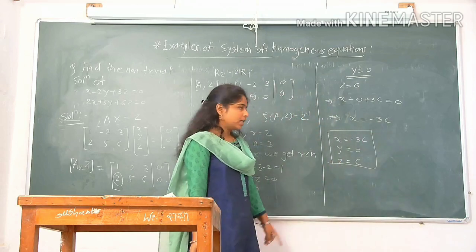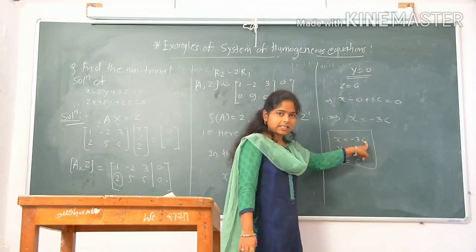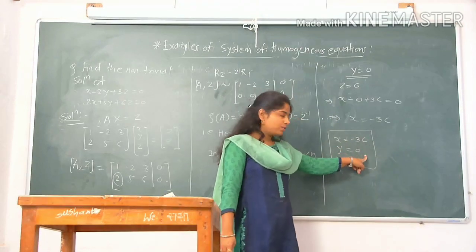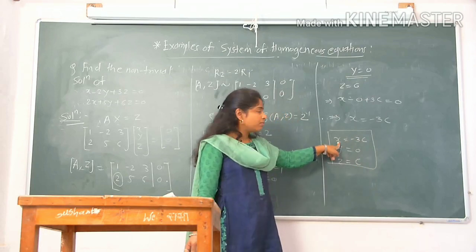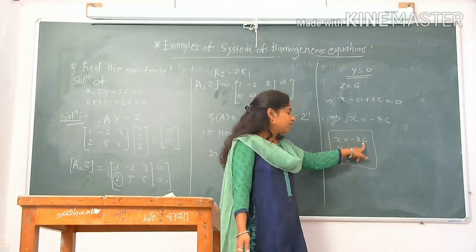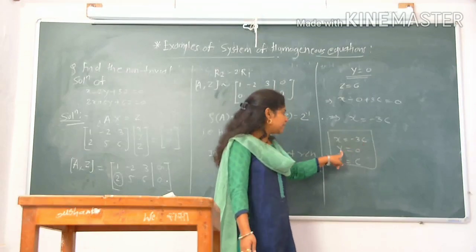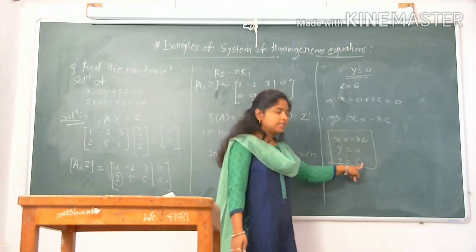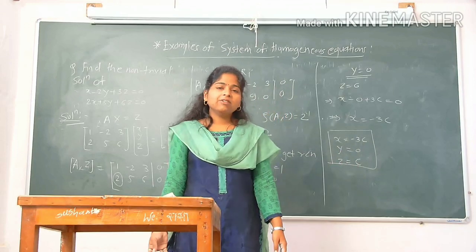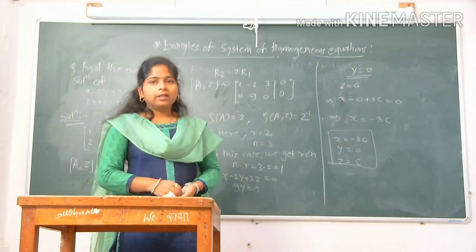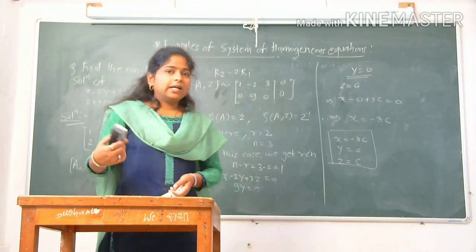If we take c is equal to 1, then our solution is x is equal to minus 3, y is equal to 0 and z is equal to 1. If we take c is equal to 2, then our solution is x is equal to minus 6, y is equal to 0 and z is equal to 2. So, in this way we can get infinite number of solutions. Then, let us take another example.